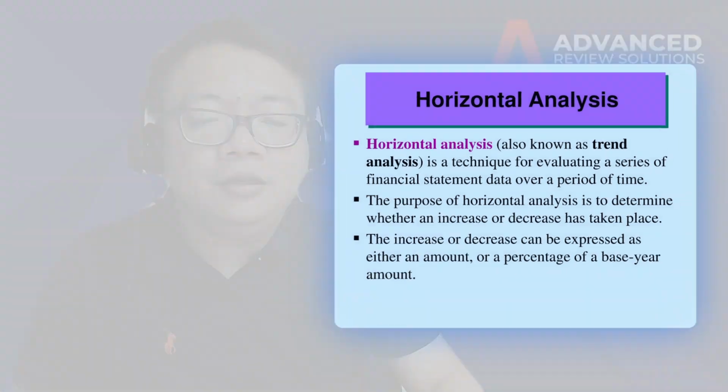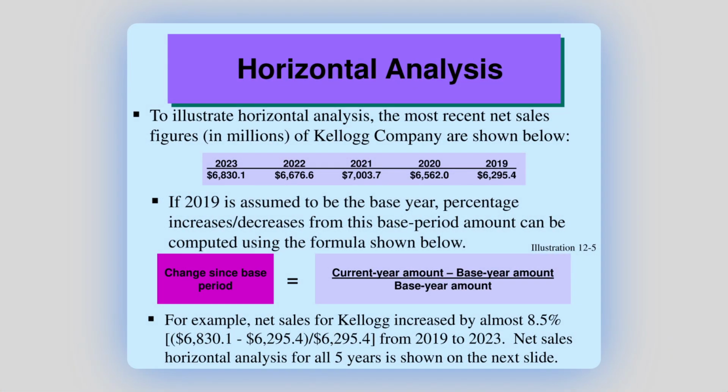So, class, how do you compute it? To illustrate this analysis, the most recent net sales figures of Kellogg Company are shown below. What if you have 2023, 2022, 2021, 2020, and 2019? If 2019 would be your base year, there would be a percentage increase or decrease from this base period. It can be computed as follows. What is our formula? The current year minus your base year divided by your base year. That would be the change since the base period.